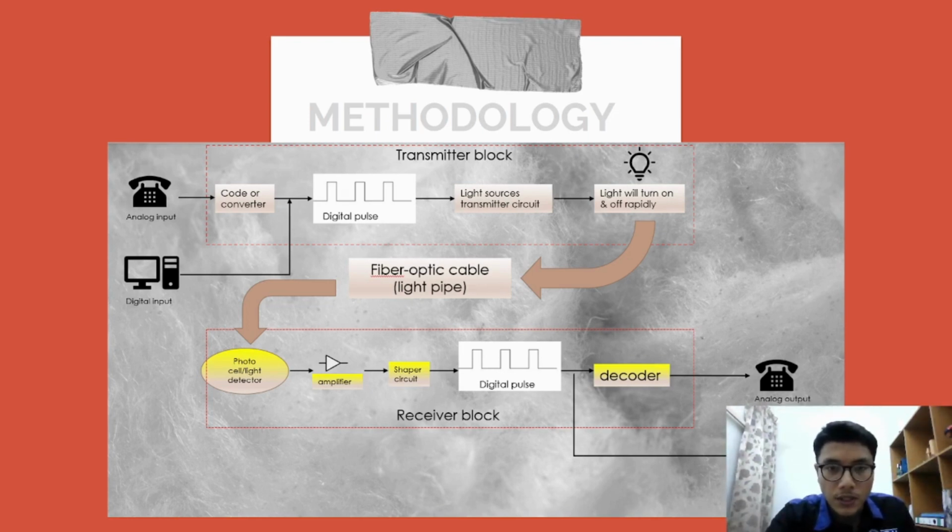The upper side shows how the information is transferred from the transmitter, and then received by the receiver. So after the digital pulse has been converted by the decoder, we will separate again into the analog output and also the digital output. So after that, I will pass to Haikal.